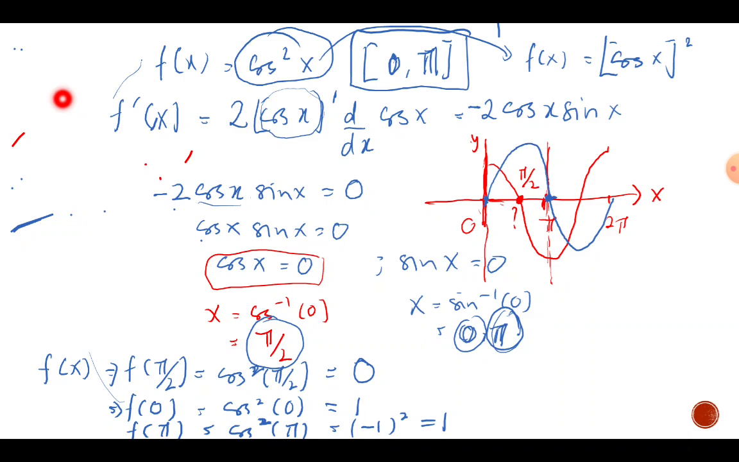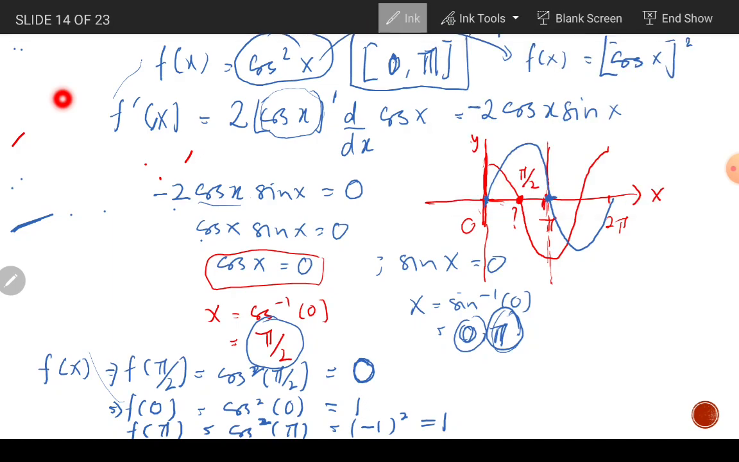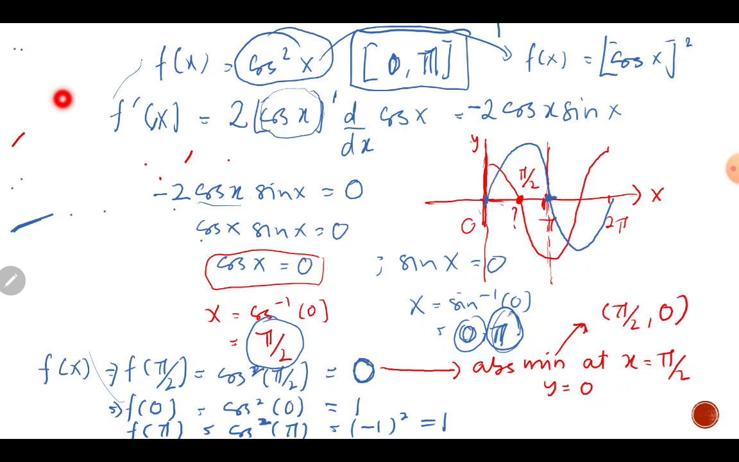Alright, so dari sini kita hanya dapat dua value, betul tak? Kosong dan 1. So yang mana yang paling kecil antara kosong dengan 1? So of course 0 is our absolute minimum at x equals to pi over 2. So the value of y kita adalah kosong. So maknanya point for our absolute minimum is (pi over 2, 0).